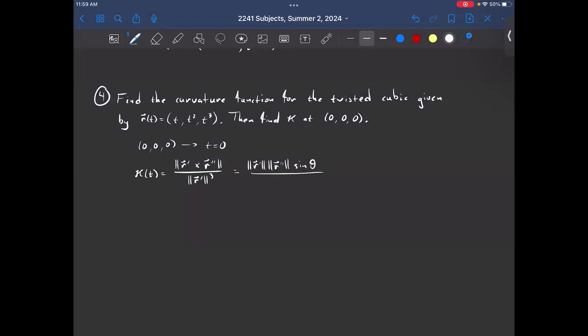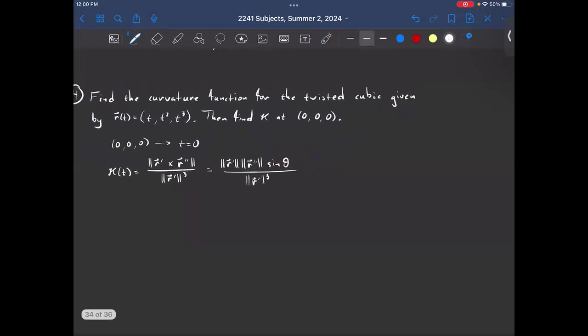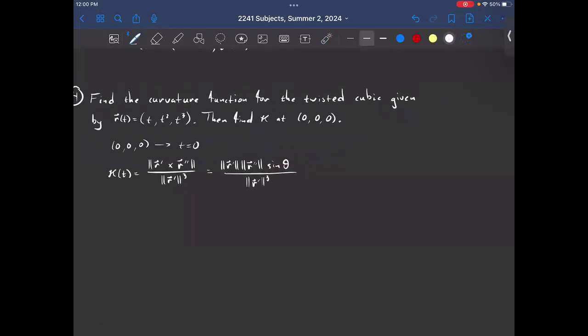divided by r prime cubed. All right, and then so sine theta here, this might be a little bit annoying because I don't know what that angle is. But remember that I can find the cosine of the angle between two vectors by computing their dot product, r prime and r double prime, divided by their norms. So we're going to get some simplification.